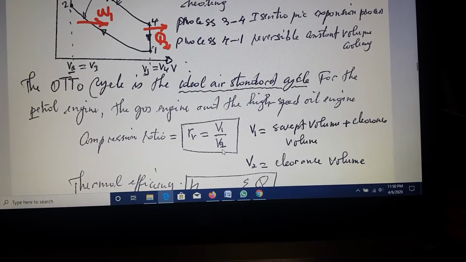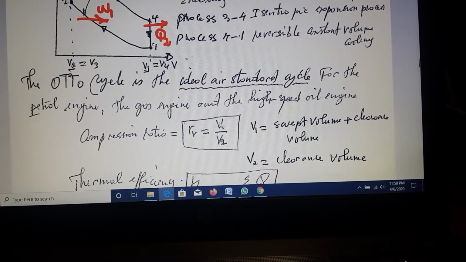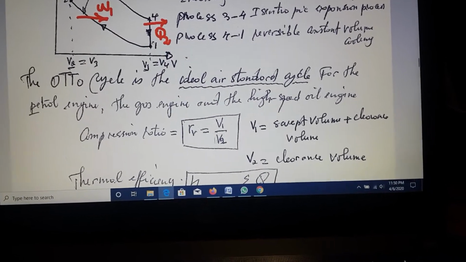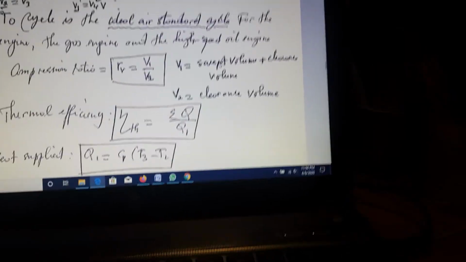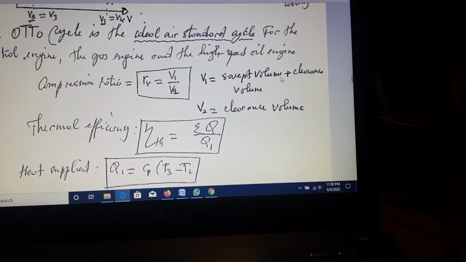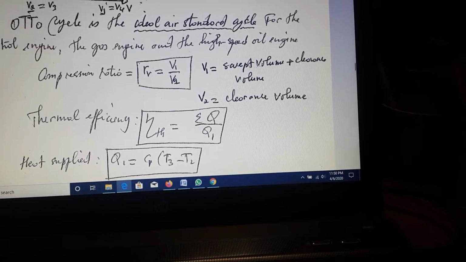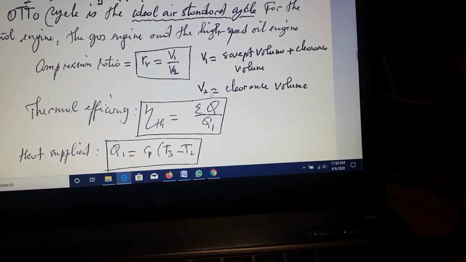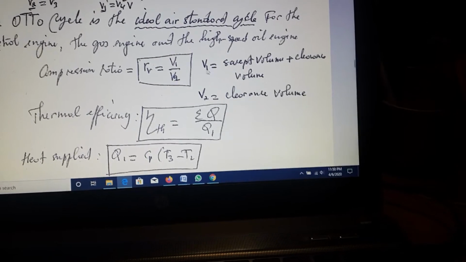It can be V1 over V2 or V4 over V3, because remember that V1 is also equal to V4 and V2 is equal to V3, so it's the same. And to obtain V1, if it's not given, you should use the swept volume plus the clearance volume, and the clearance volume is called V2, so it means that you will have V2 plus Vs to get your V1.